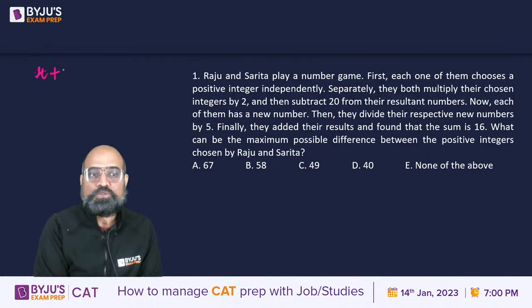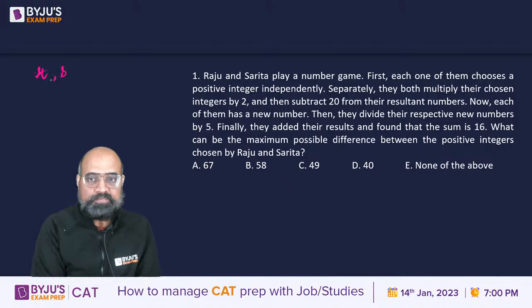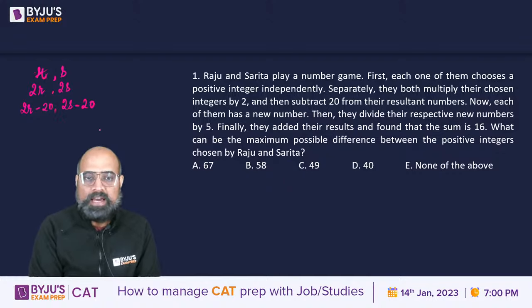So suppose Raju chooses R and Sarita chooses S. Then they multiply them by 2, so they become 2R and 2S. Then they subtract 20 from there, so it becomes 2R minus 20 and 2S minus 20. Now, they divide the respective new numbers by 5, and then they added their results, and this sum turns out to be 16.